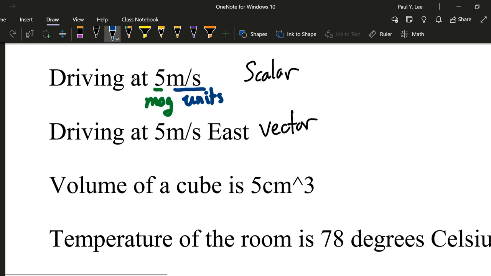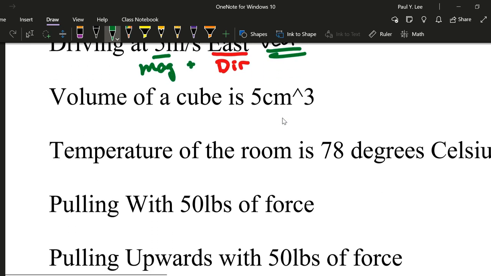So we know it's a vector because it has the same thing above, but now it has east, and east is the direction. So one more time, if it has both magnitude and direction, okay, we have a vector. All right, what about the one below? The volume of a cube is 5 centimeters cubed. All right, so here's the easy tell. Are there any directions? Nope, no direction, therefore this one is a scalar.